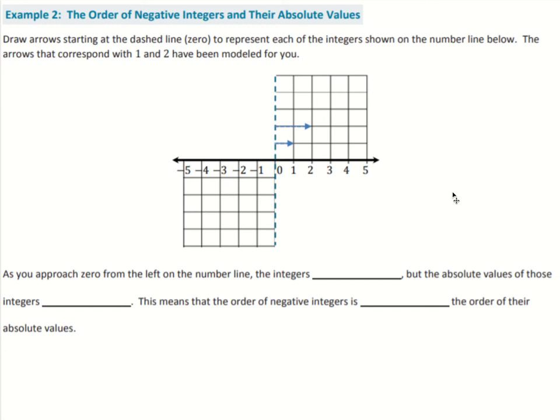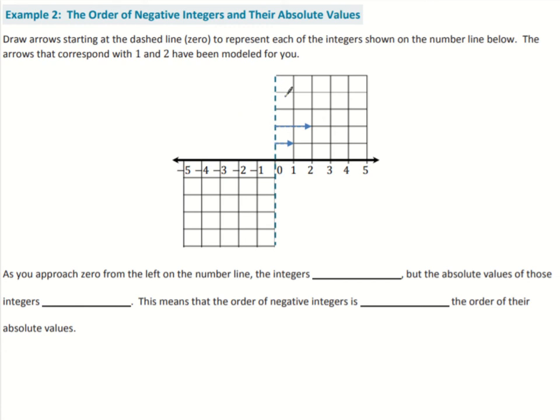So, what example 2 wants us to do is draw arrows starting at our dashed line here, which as you can see is represented at 0, to represent each of the integers shown on the number line below. The arrows that correspond with 1 and 2 have already been modeled for us. This is very similar to how we would normally show our jumps, except we are going to be modeling them with arrows.